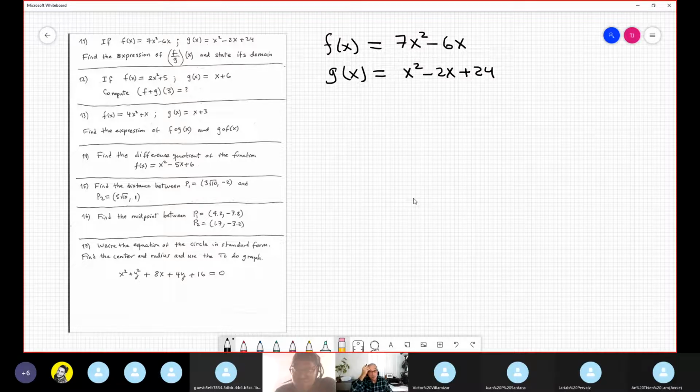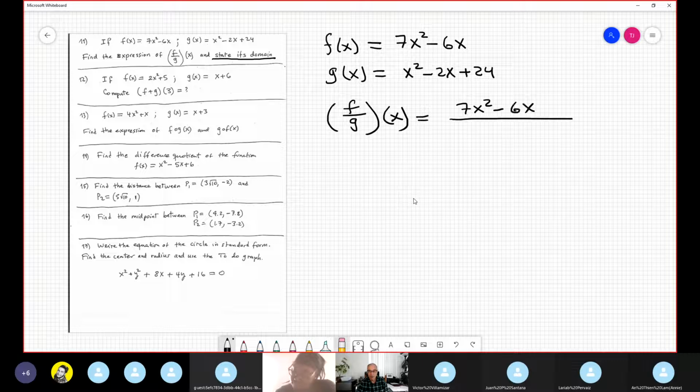Okay, now they want you to find the expression that corresponds to the function that is a combination of f and g in that way. f divided by g of x. And the complicated part is to state the domain. Okay, this is the easy part because you copy f in the top. You copy g in the bottom. And end of the story.